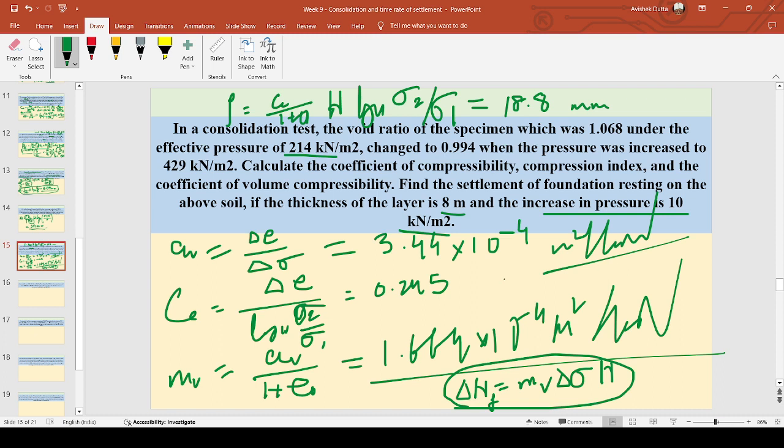Here we are considering the ultimate settlement when there is a time factor considered. Generally in those cases, but in the case where the load is given specifically, we will not be considering the ultimate settlement because we don't know whether that kind of load will be leading to the ultimate settlement or not. If we say ultimate settlement, then only we'll be using this formula, mv del sigma h. Clear?